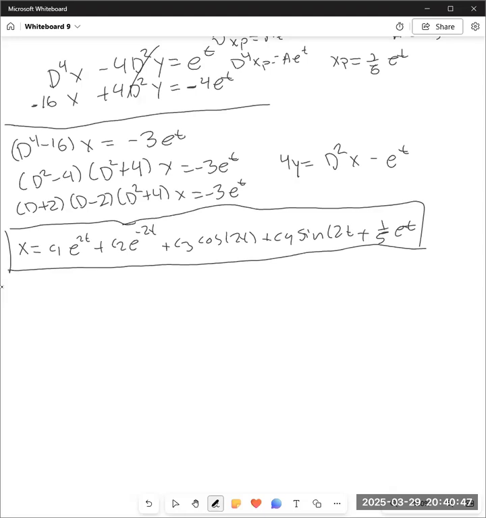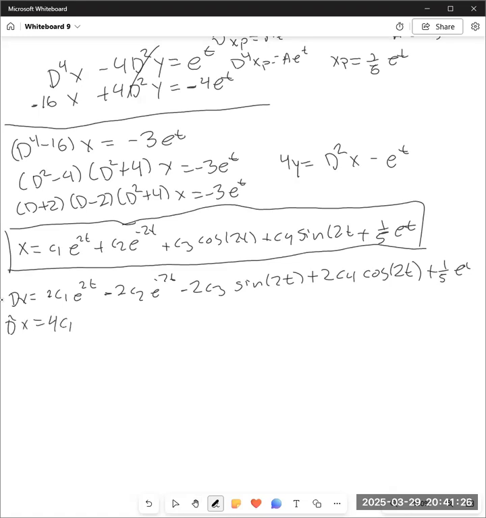I need to get up to d4x. So dx is 2c1 e to the 2t minus 2c2 e to the negative 2t minus 2c3 sine of 2t plus 2c4 cosine of 2t plus 1/5 e to the t. d2x is 4c1 e to the 2t plus 4c2 e to the negative 2t minus 4c3 cosine of 2t minus 4c4 sine of 2t plus 1/5 e to the t.